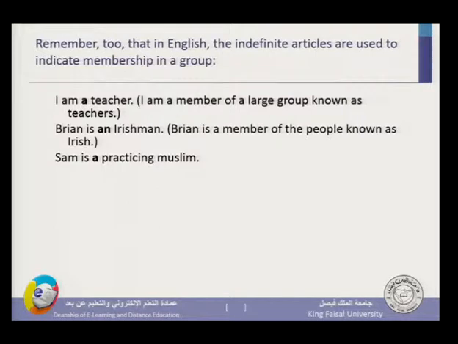I am a teacher means I am a member of a large group known as teachers. I am a teacher, any teacher, because a teacher here is a member of a large group. I am one of its members. This is the point. Sam is, for example, a practicing Muslim. There are so many Muslims, he is one of them. Brian is an Irishman. Brian is a member of the people known as Irish, a group called Irish. So a is to be used if it starts with a consonant, and an is to be used if it starts with a vowel.